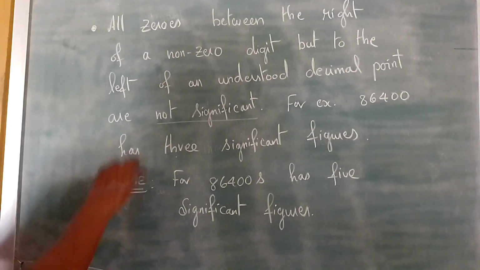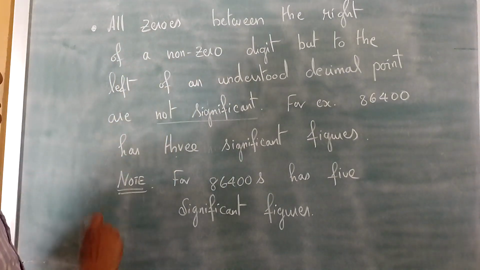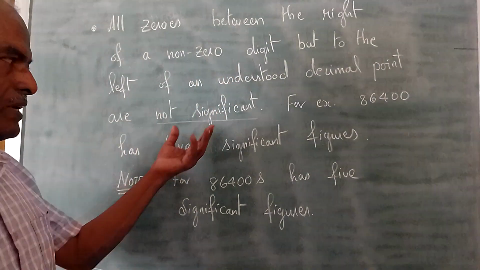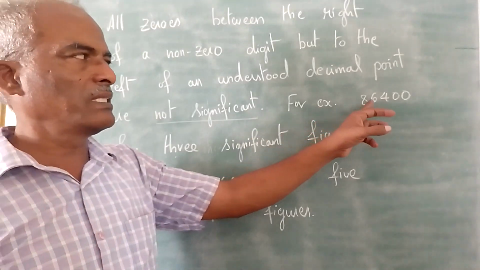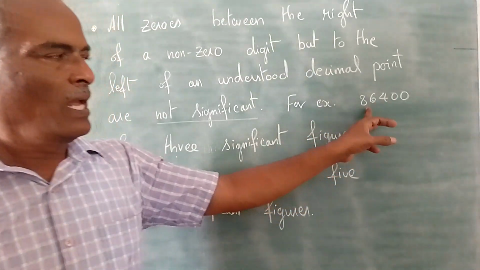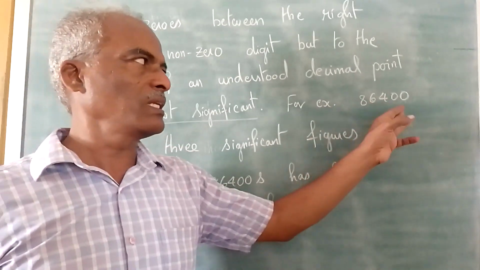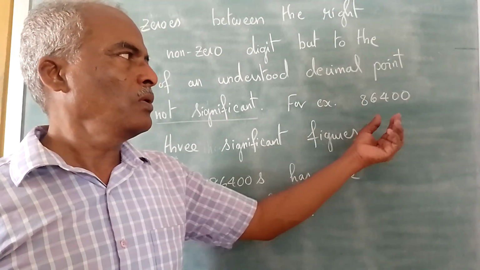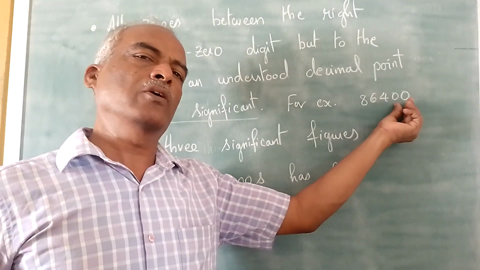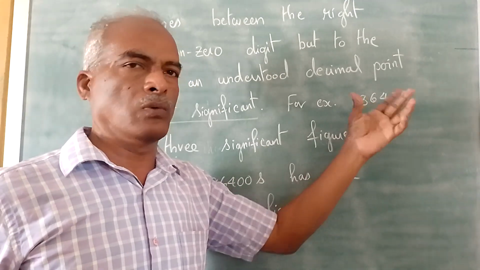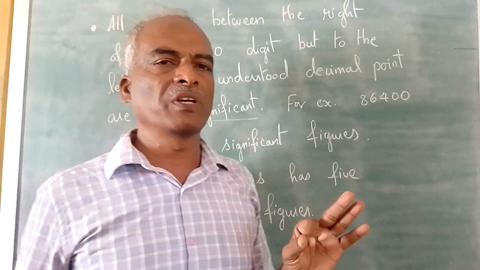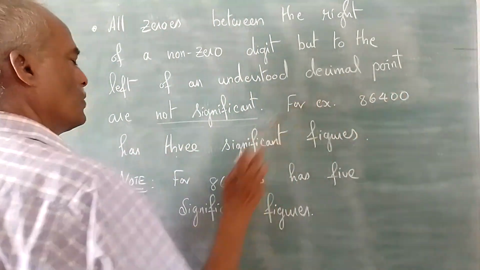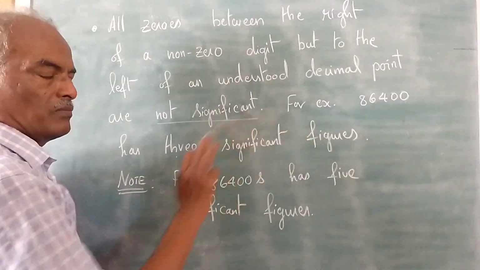Next point, all zeros to the right of a non-zero digit but to the left of an understood decimal point are not significant. For example, 86,400. We assume that there is a decimal point, an assumed decimal point only. So these two zeros are not taken into account. We take only 864. That means the number of significant figures is only 3. So for this example 86,400, it has 3 significant figures.